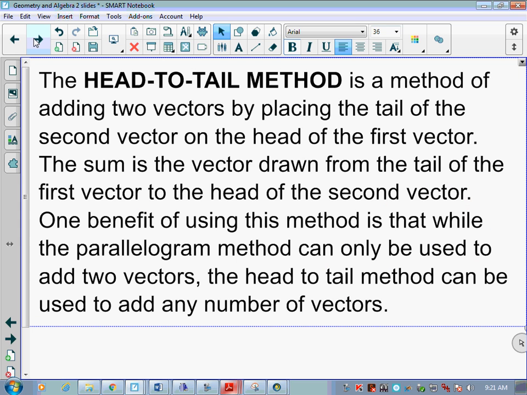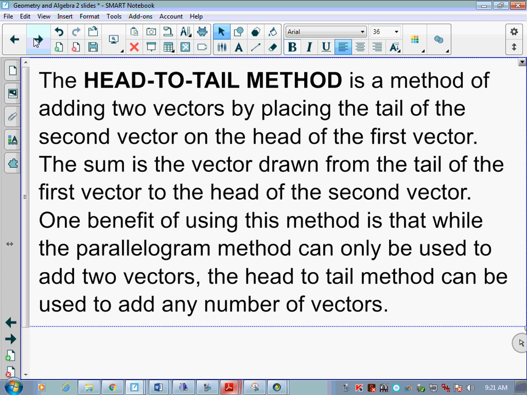What to me is much easier, even though it looks like a whole lot of writing here, is the head-to-tail method. It's a method of adding two vectors by placing the tail of the second vector on the head of the first vector. The sum is the vector drawn from the tail of the first vector to the head of the second vector, and so on and so forth.